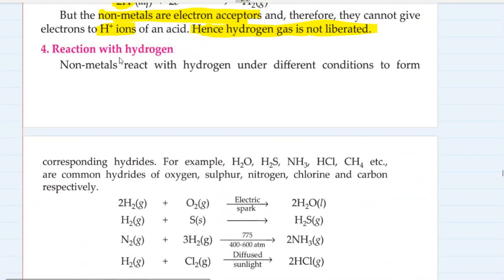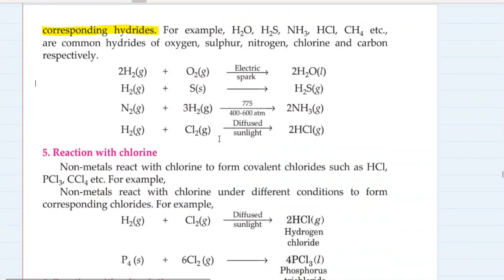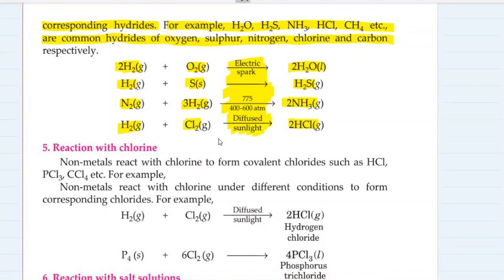Reaction with hydrogen. Non-metals react with hydrogen directly under different conditions to form corresponding hydrides. See, metals also form hydrides, non-metals also form hydrides. For example, H2O, H2S, NH3, HCl, CH4, etc. are common hydrides of oxygen, sulfur, nitrogen, chlorine and carbon. H2 plus O2 in the presence of electric current, they give H2O. H2 plus S gives H2S, N2 plus 3H2 gives NH3, H2 plus Cl2 gives HCl. They all have different conditions under which these reactions proceed.